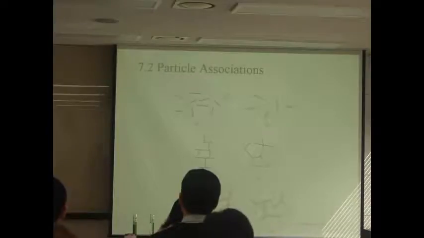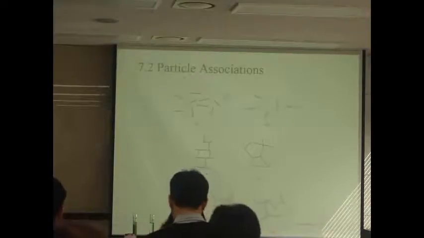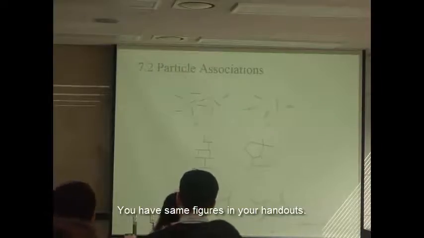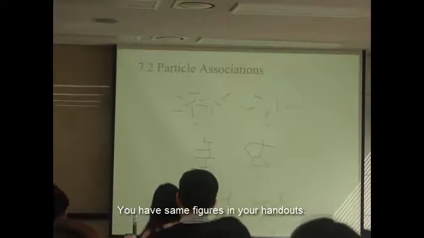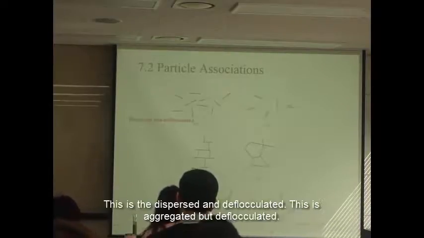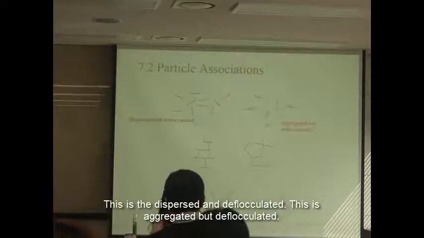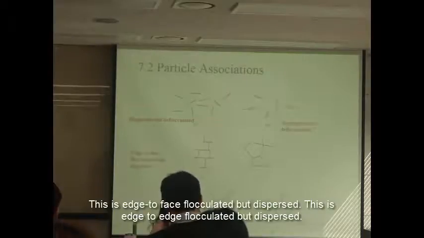I think you should have the same picture in your handout. Let's look at them one by one, just thinking of it as learning the terminology. This is the dispersed and deflocculated structure, and what will it be? Dispersed and aggregated, right? Aggregated but deflocculated. And this one is what? Edge to face, flocculated but dispersed.